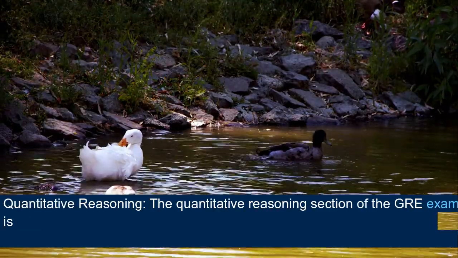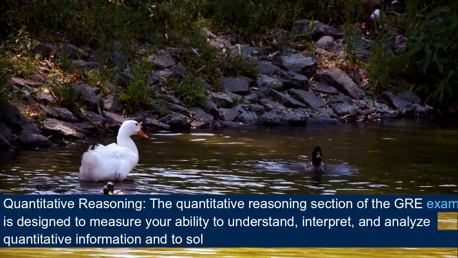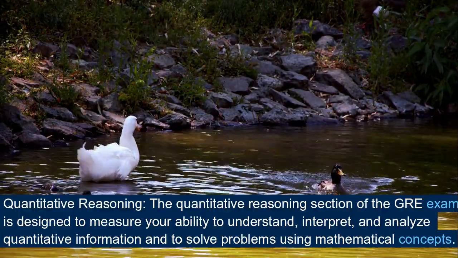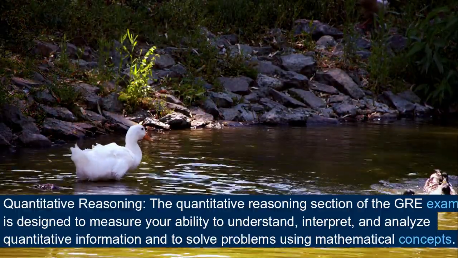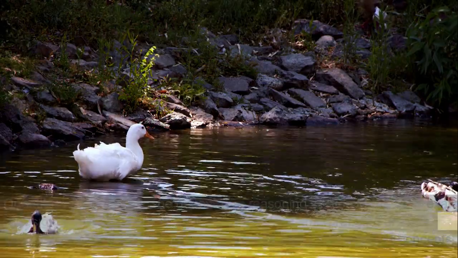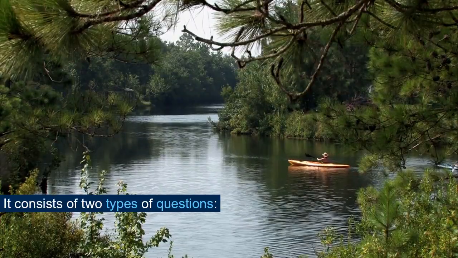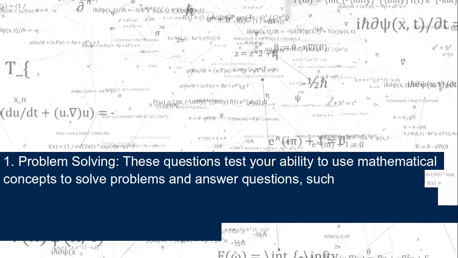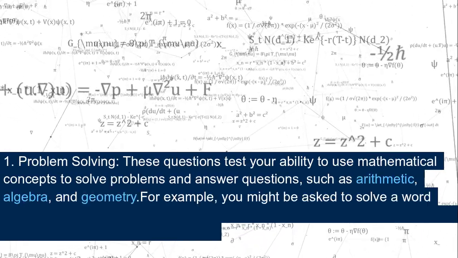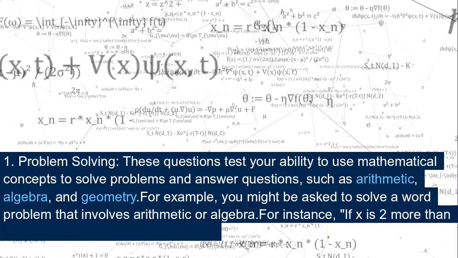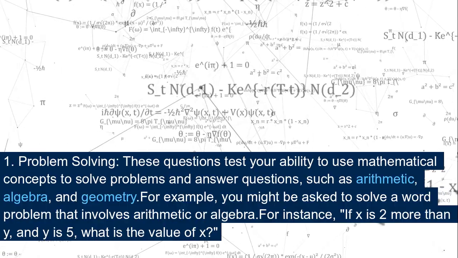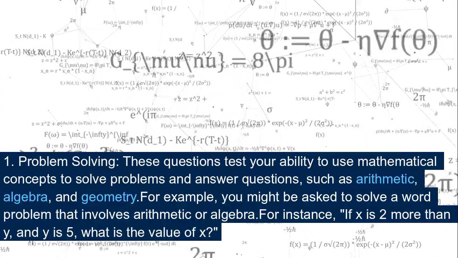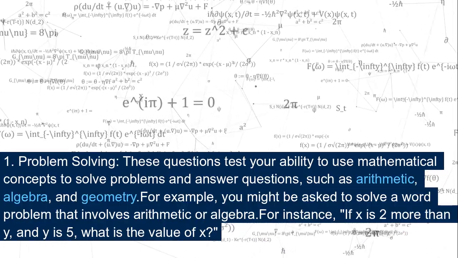Quantitative reasoning. The quantitative reasoning section of the GRE exam is designed to measure your ability to understand, interpret, and analyze quantitative information and to solve problems using mathematical concepts. It consists of 2 types of questions. 1. Problem solving. These questions test your ability to use mathematical concepts to solve problems and answer questions, such as arithmetic, algebra, and geometry. For example, you might be asked to solve a word problem that involves arithmetic or algebra.